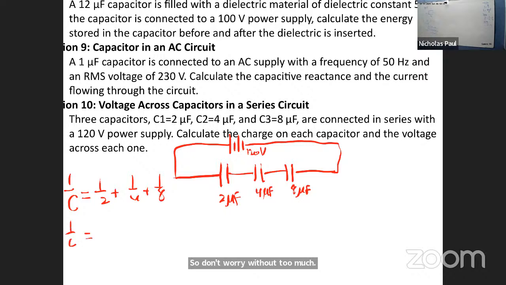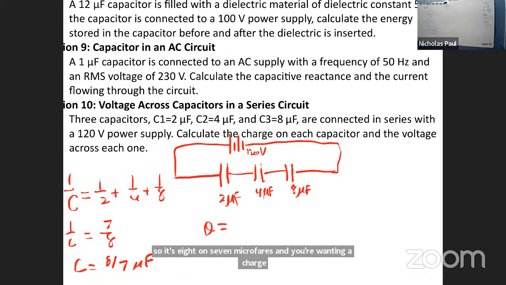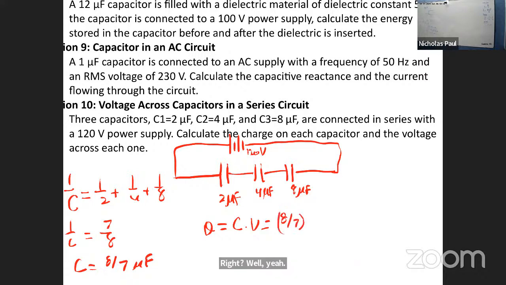4, 5, 6, 7, and 8. Remember to flip it over. So it's 8 on 7 microfarads, and you want to get the charge. Q is equal to C times V, which is 8 on 7 times 10 to the minus 6 times 120, because it's micro.